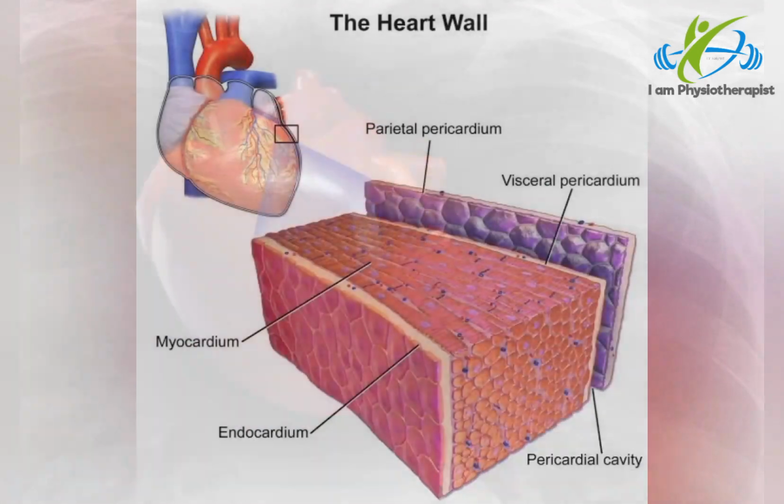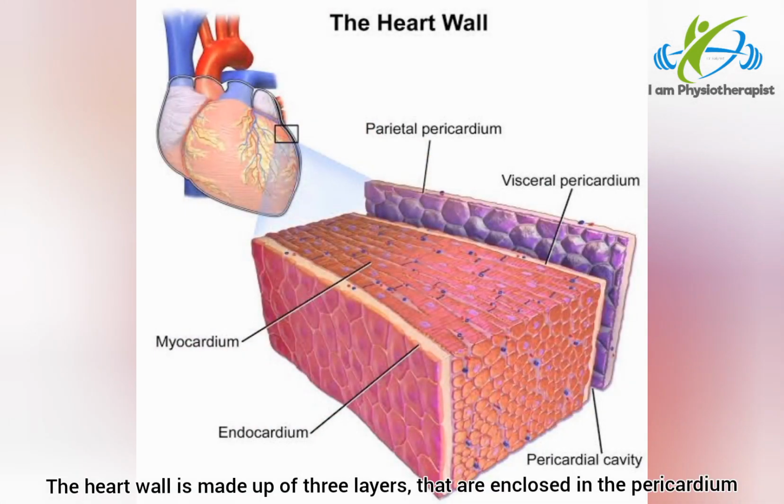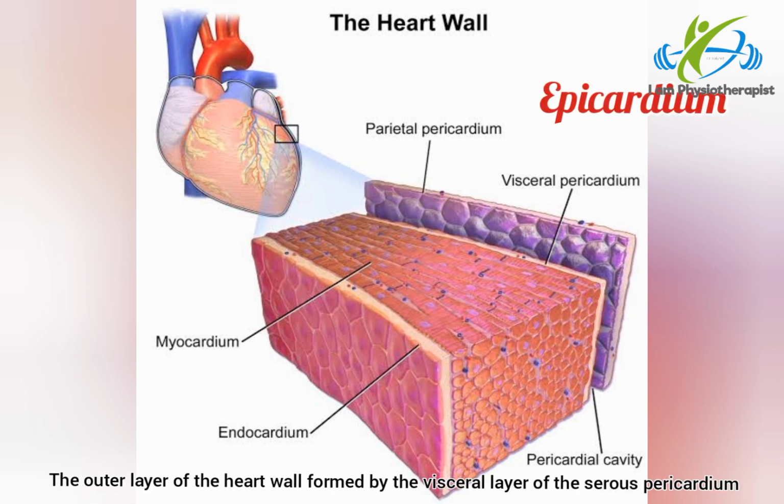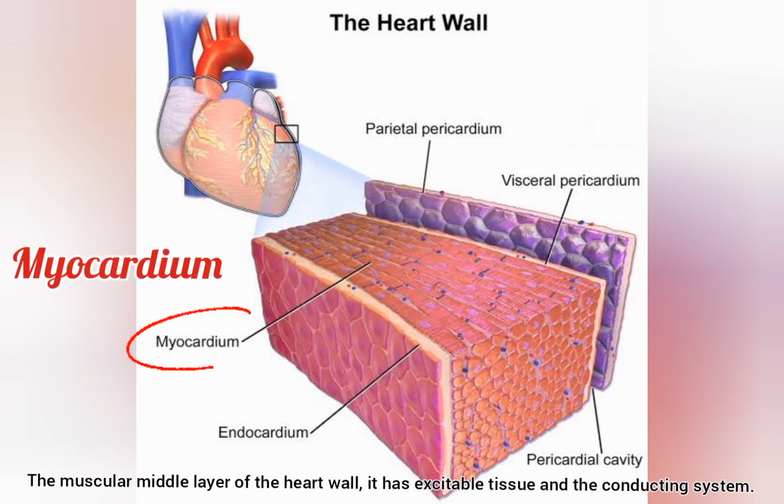The heart wall is made up of 3 layers that are enclosed in the pericardium. Epicardium, the outer layer of the heart wall, formed by the visceral layer of the serous pericardium. Myocardium, the muscular middle layer of the heart wall.